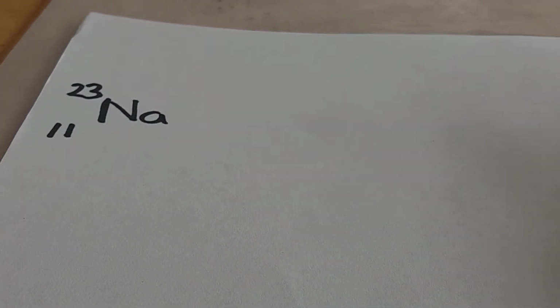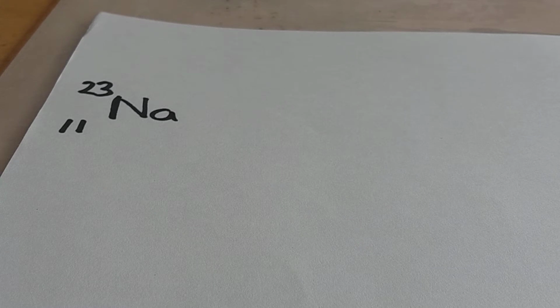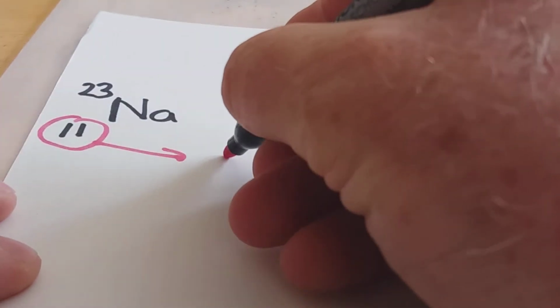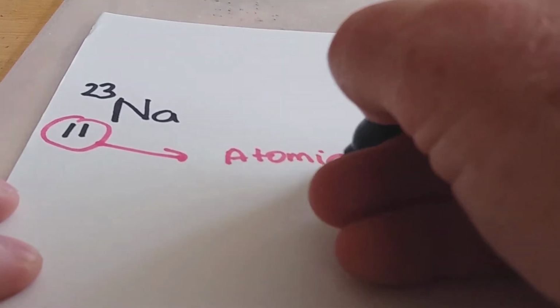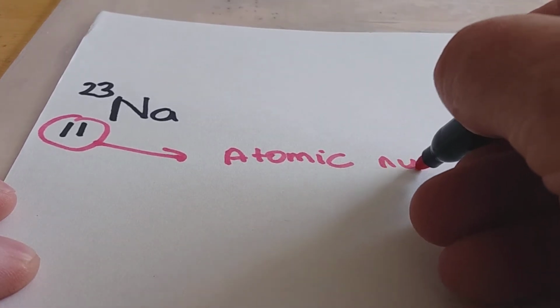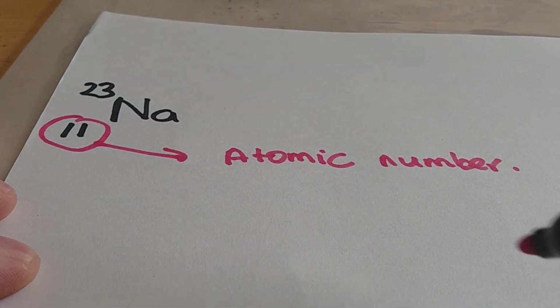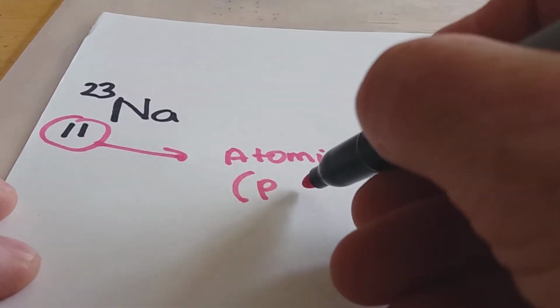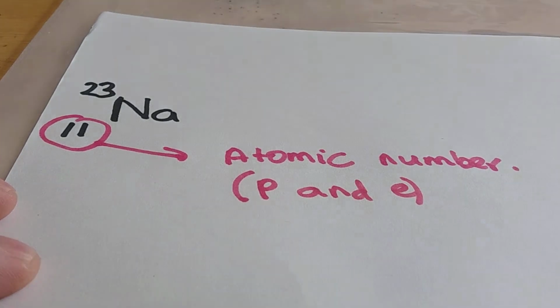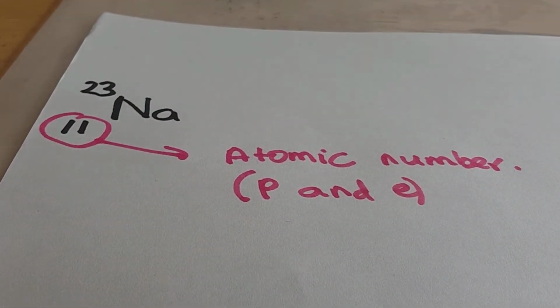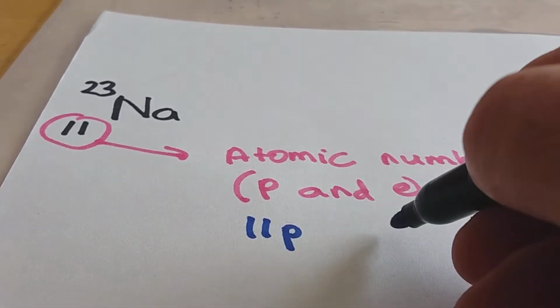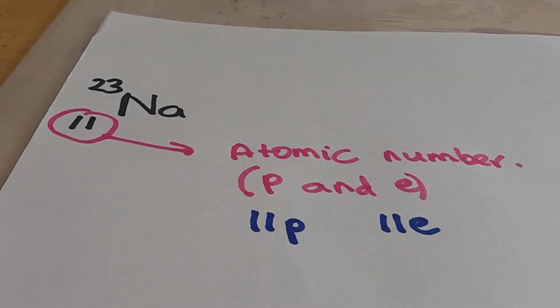So I'm going to start with this. This is sodium, atomic number 11, relative atomic mass 23. Now, these are really important. This 11, as I said, is the atomic number. What this tells us is the number of protons and electrons. So this means sodium has 11 protons, 11 electrons. So really important that.